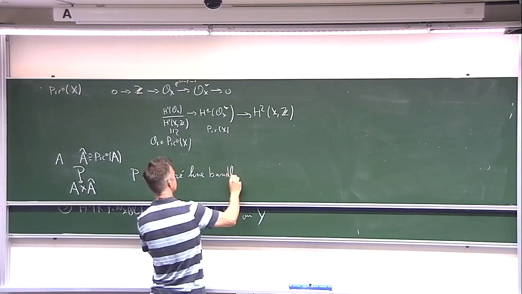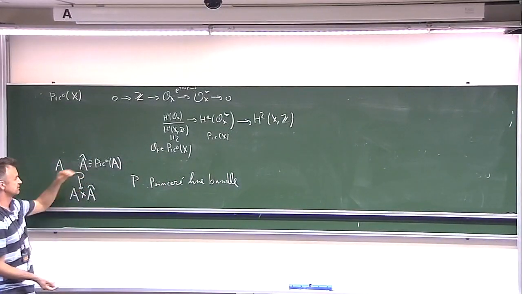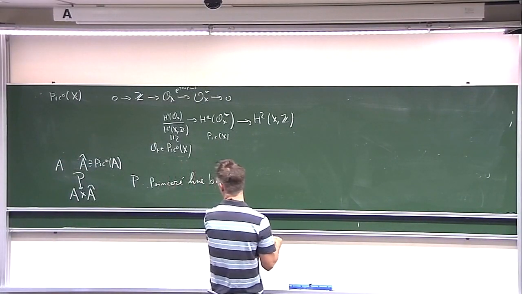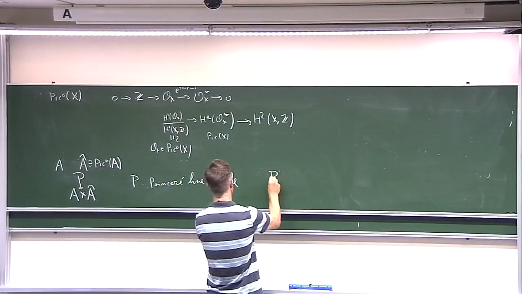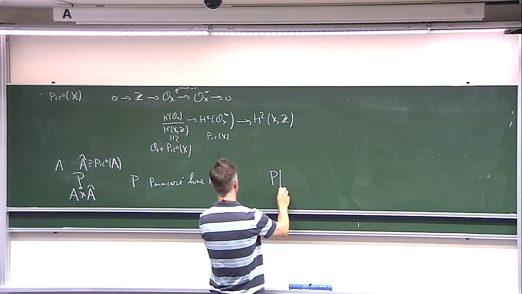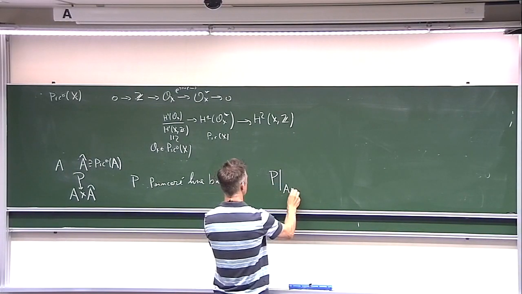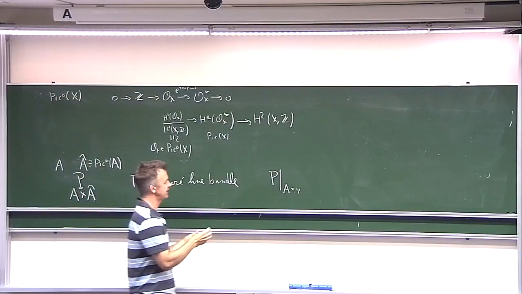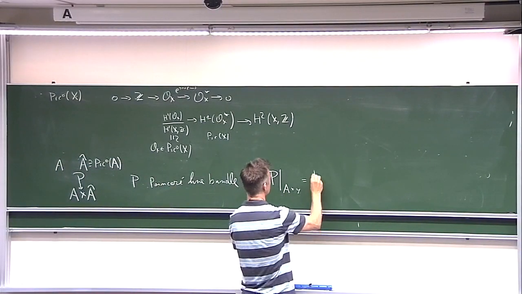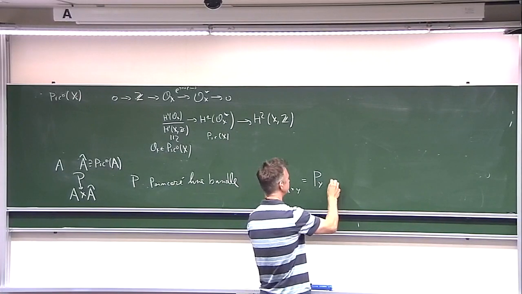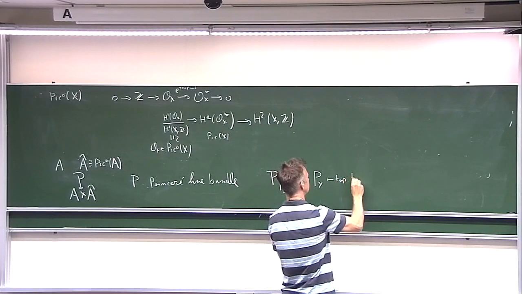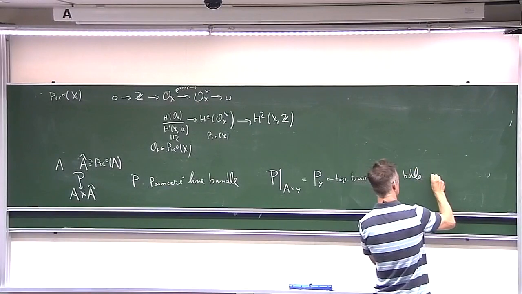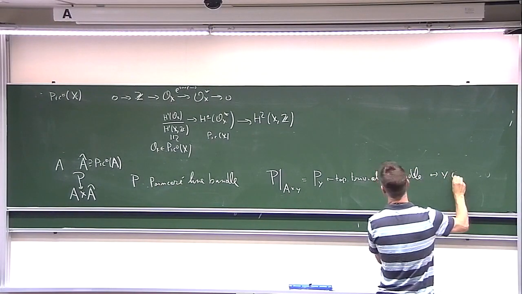So what property does it have? It's sort of the universal line bundle for this moduli problem. So let's write down some of the properties. First of all, I want to assume that P, when I restrict it to A times any point, let's say y, so y is any point in A hat, then this is going to be a topologically trivial line bundle. I'll denote it as P_y. This is the topologically trivial line bundle corresponding to the point y in A hat, right?